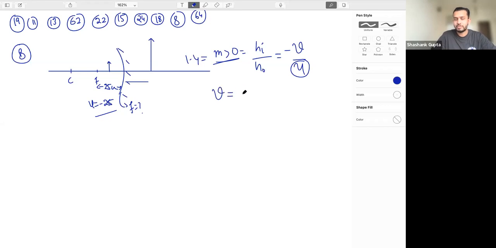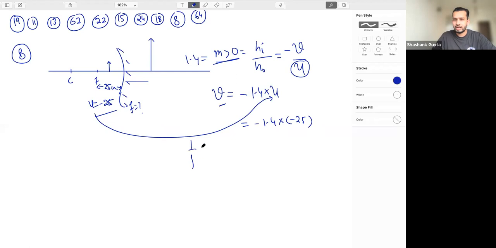So can I say v is coming out to be minus of 1.4 into u? U is given as this. So u we know -25, we know -1.4 into -25. So it will come out to be something positive. So we know v, we know u. Can I directly apply the formula? Would you be able to solve it now? We had discussed this last time.